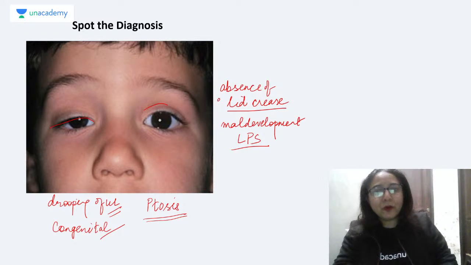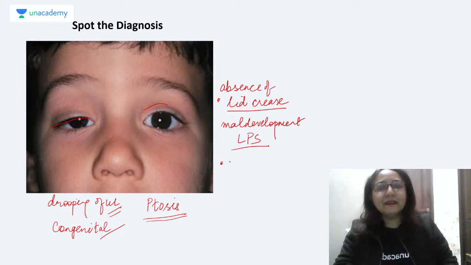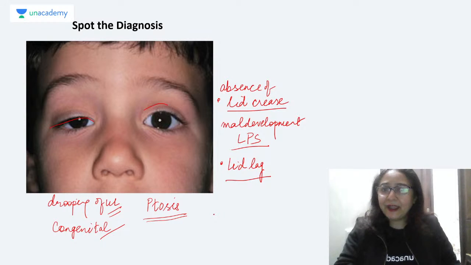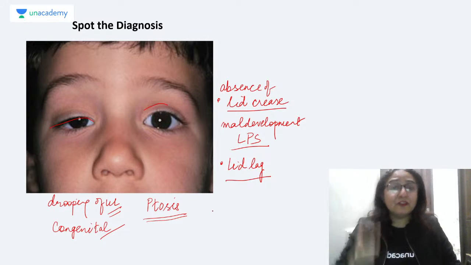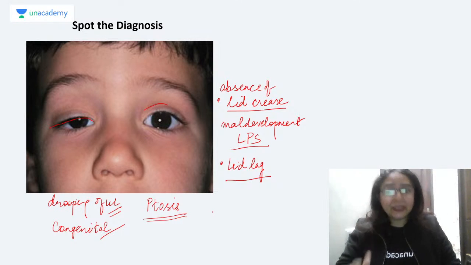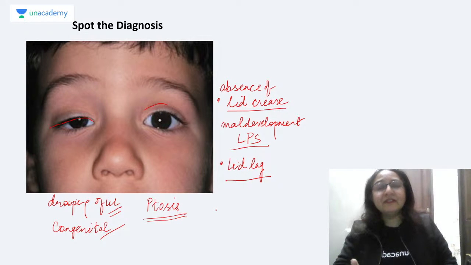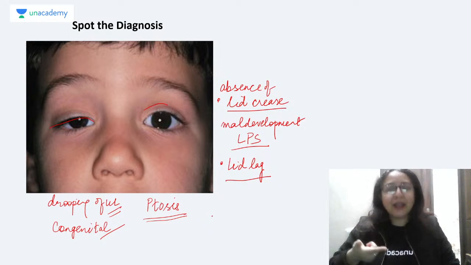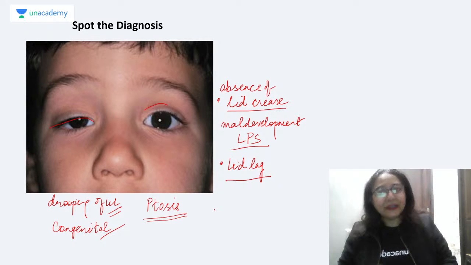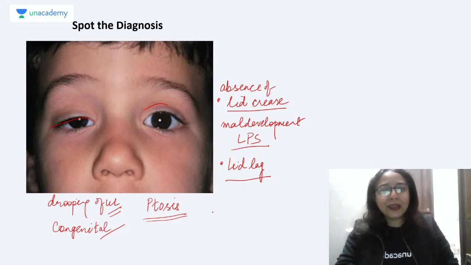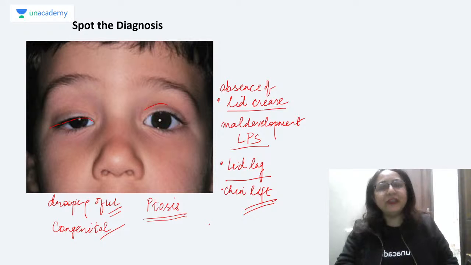Okay. Another important feature of congenital ptosis is lid lag. Yes, the same lid lag which we talked about in thyroid eye disease. Lid lag is present in case of congenital ptosis also. Again, because of maldeveloped LPS, which is not able to relax when the eyeball is moving down. Okay, congenital ptosis, mostly it is unilateral. It can be bilateral. If it is bilateral, the child may present with chin lift and amblyopia. So these are the clinical features which help us to make a diagnosis of congenital ptosis.